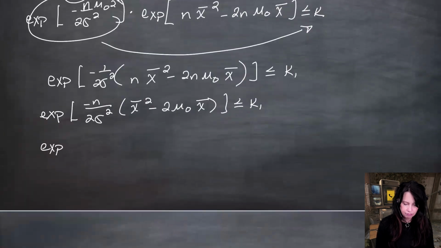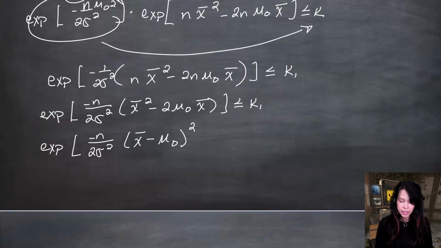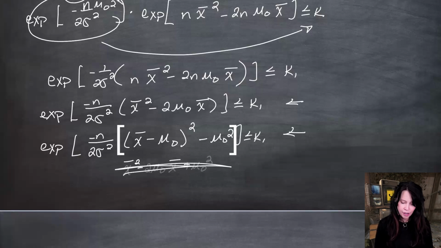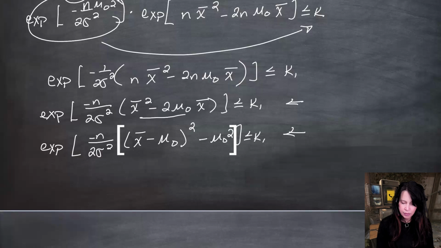I'm just going to do it without formality. This appears to be x bar minus mu naught squared. But if you were to square that out, you get x bar squared minus 2 mu naught x bar plus mu naught squared. So I need to subtract a mu naught squared so that this line is equal to the line above, less than or equal to k1. Get there however you want to get there, by completing the square more formally, or thinking about what this might be if it was something squared and how you would need to adjust it.